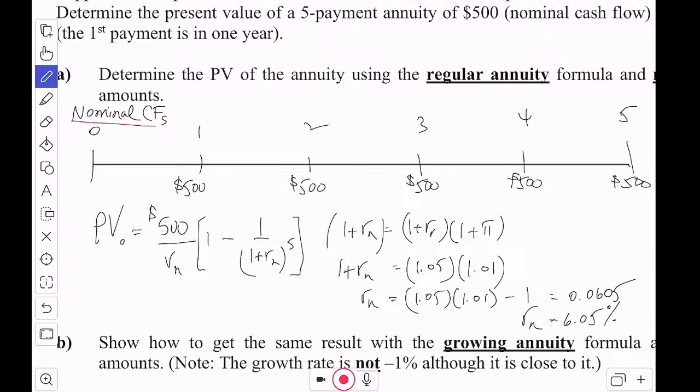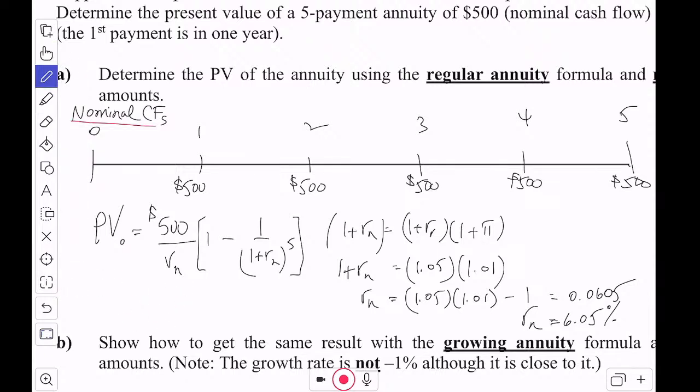Or 6.05%. So I could write that in here. I can just use the calculator. I'm fine with this as long as you have a calculation over here. I'm not going to write more. I don't want to confuse you. So we'll leave it like that.